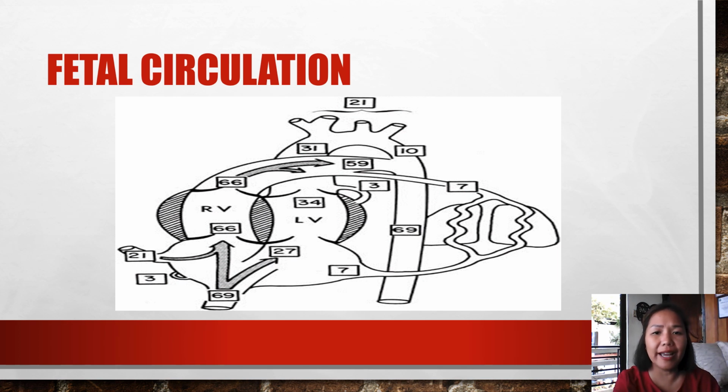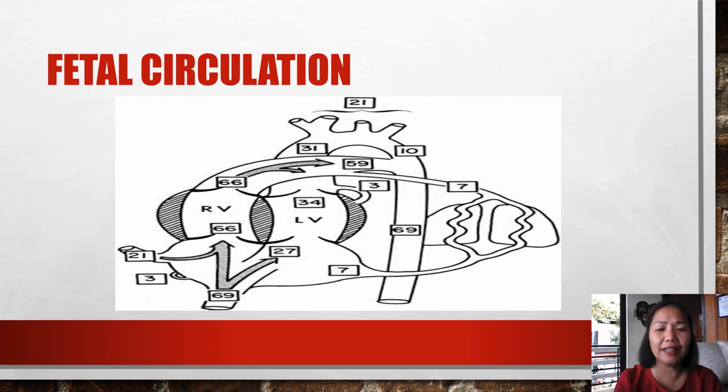This is a diagram that shows numbers that represent percentage of combined ventricular output. The venous return comes from the superior vena cava, which is 21%, and inferior vena cava, which is 69% of the total venous return. About 66% goes to the right ventricle and only 7% goes to the lungs, and the greater volume is shunted through the patent ductus arteriosus to the descending aorta.